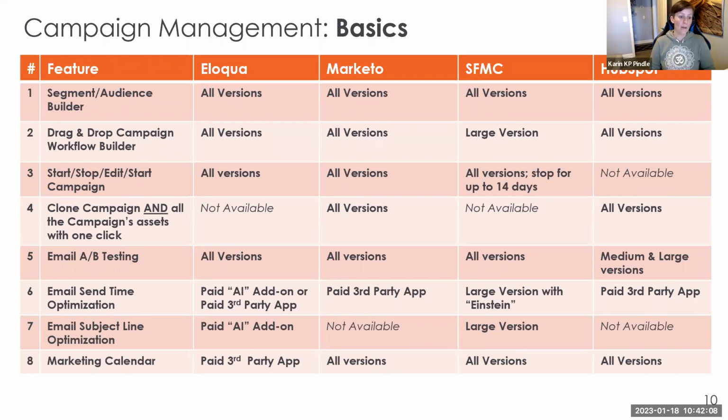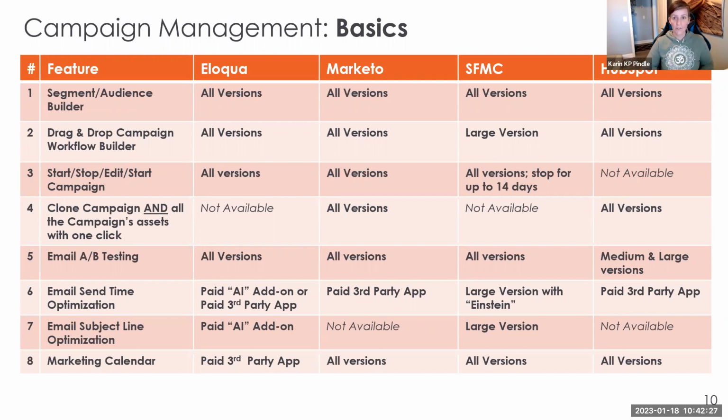Don't forget. Now, number 5, email A/B testing. All of them can do a variation of email A/B testing. HubSpot is the only one that does not include it in all versions. It comes with their medium and large versions. You have to add it onto the small version.